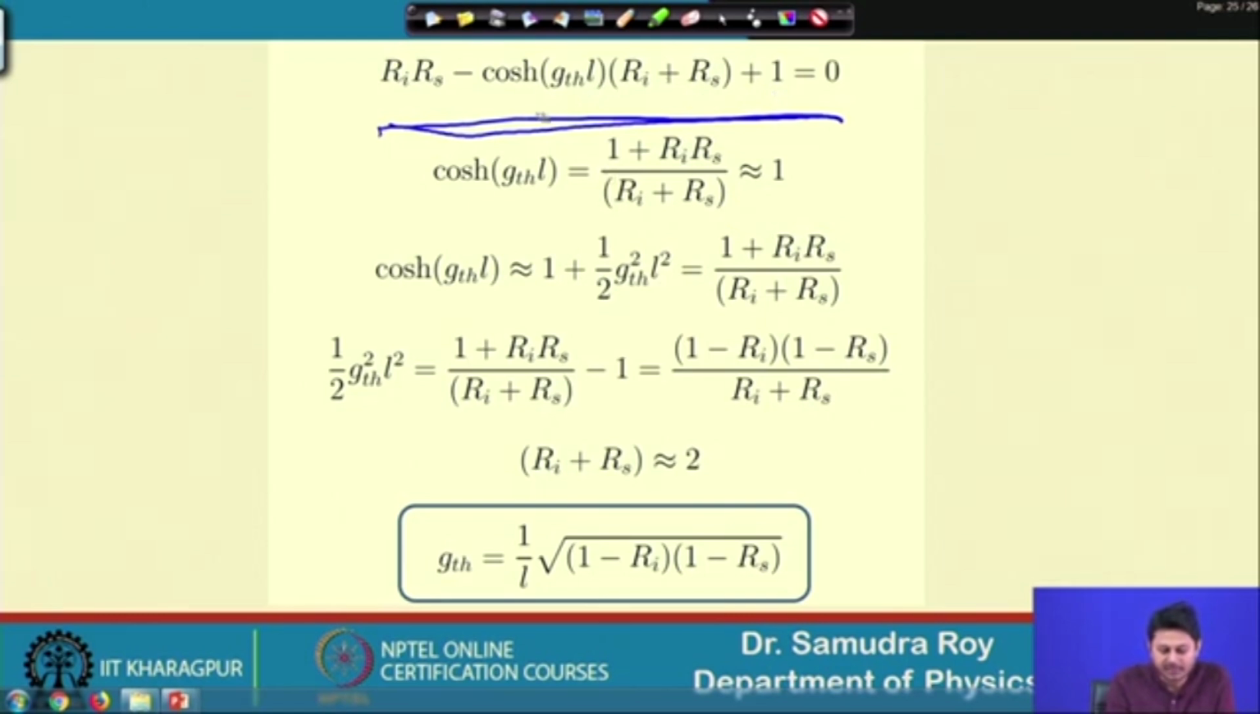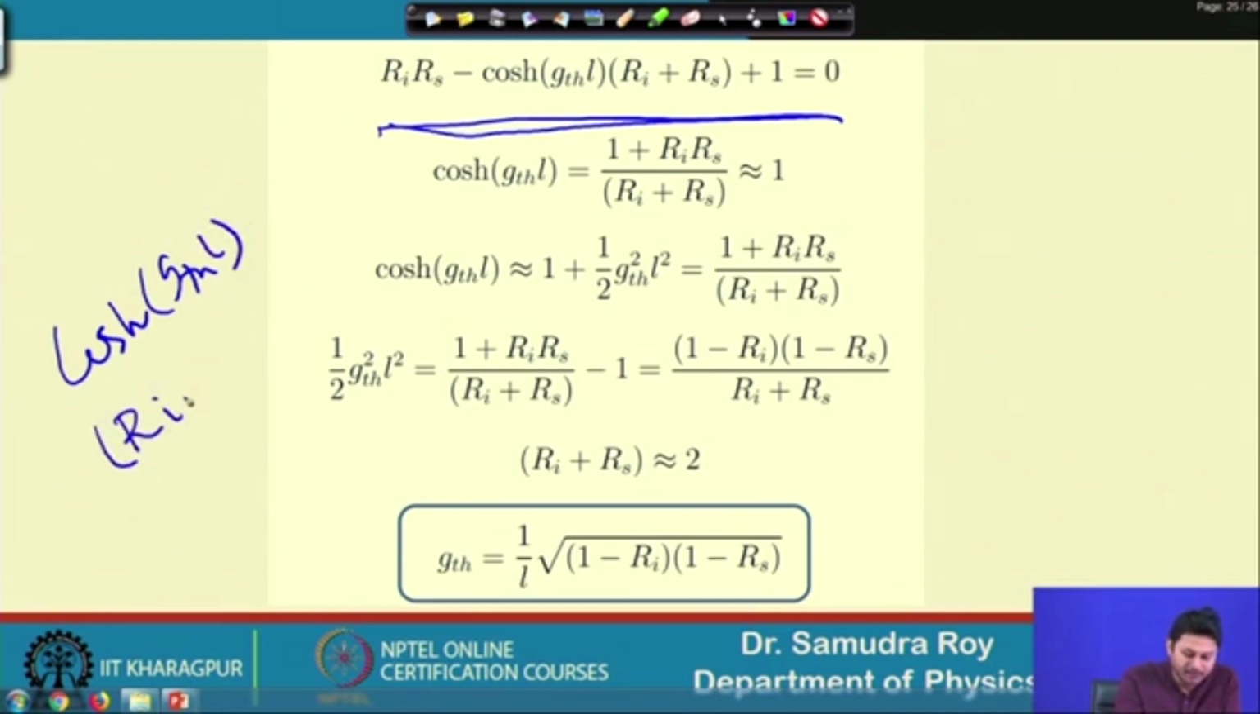If I write this and try to solve for cosh, then by simple algebra I can find that it is (1 plus RI RS) divided by (RI plus RS). Because cosh(g_th L) multiplied by (RI plus RS) is equal to 1 plus RI RS, and then cosh(g_th L) is (1 plus RI RS) divided by (RI plus RS).